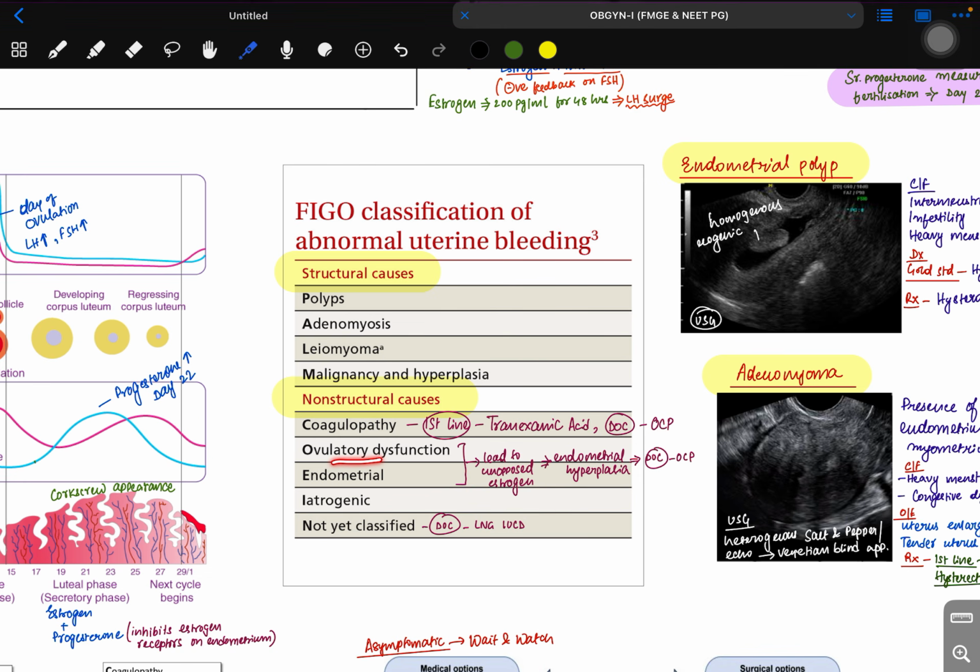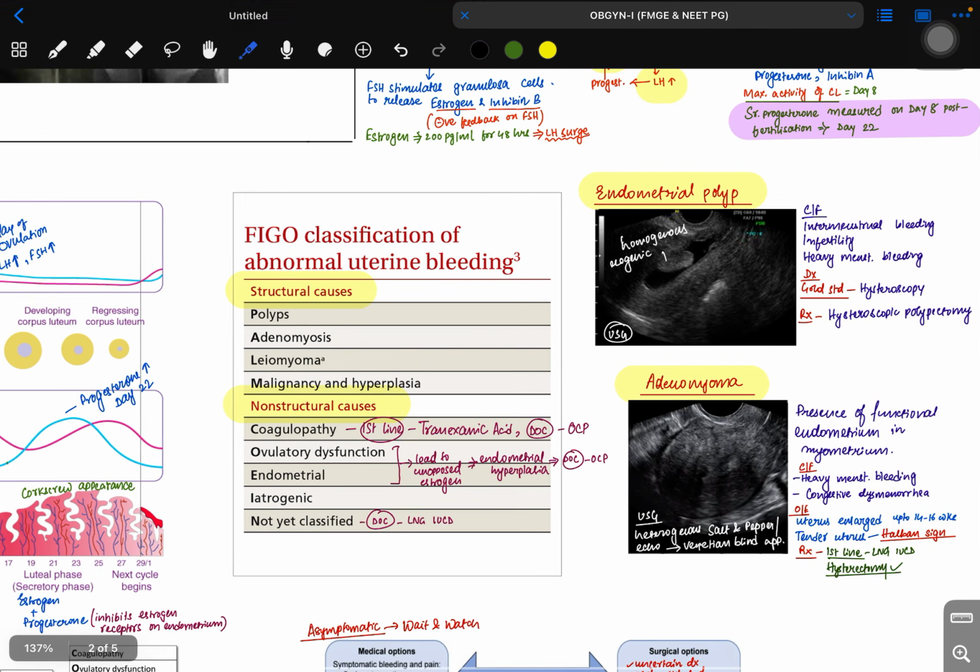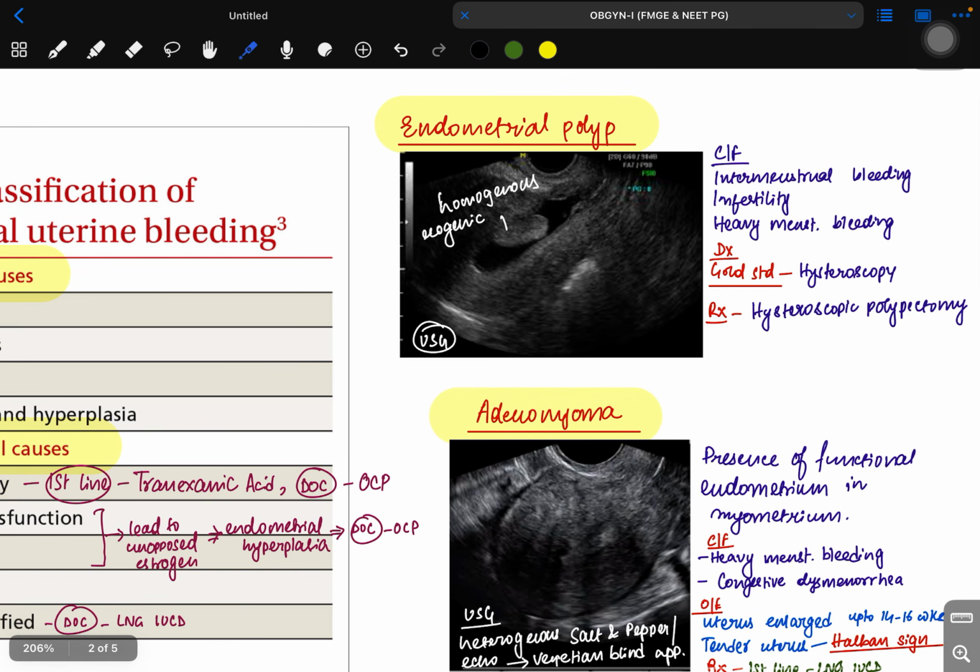Then O for ovulatory dysfunction and E for endometrial causes. Ovulatory dysfunction and endometrial causes will lead to unopposed estrogen, and therefore to endometrial hyperplasia. What is the drug of choice for that? It is again OCP. Then there are iatrogenic causes and some that are not yet classified, and for the not yet classified causes the drug of choice may be levonorgestrel IUCD. Okay, LNG IUCD.